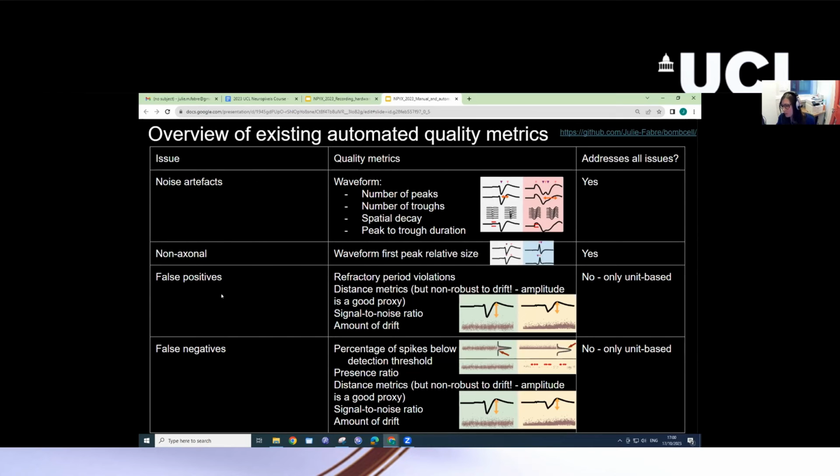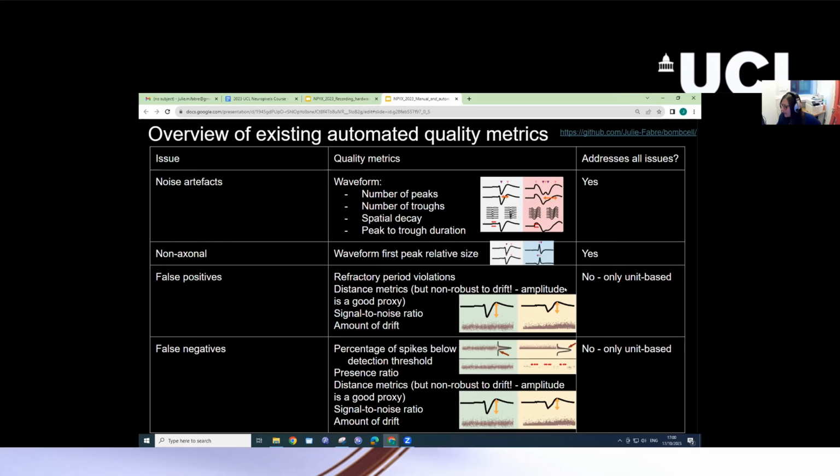The proxies we use are refractory period violations, and estimating, by fitting a Gaussian with a cutoff parameter, the percentage of spikes below a detection threshold. Distance metrics are often used, but it's important to know that they are not robust to drift, which there's typically a lot of in acute Neuropixels recordings.